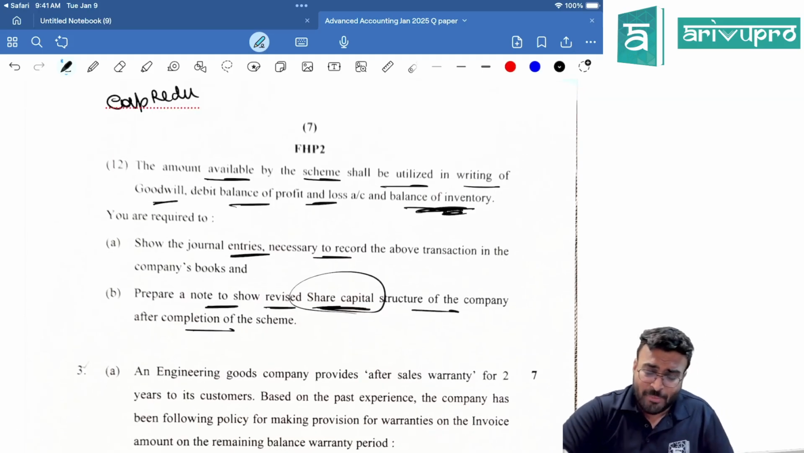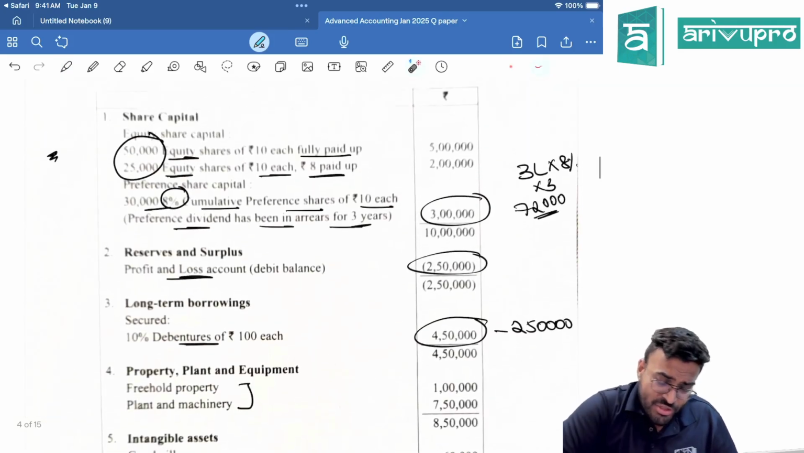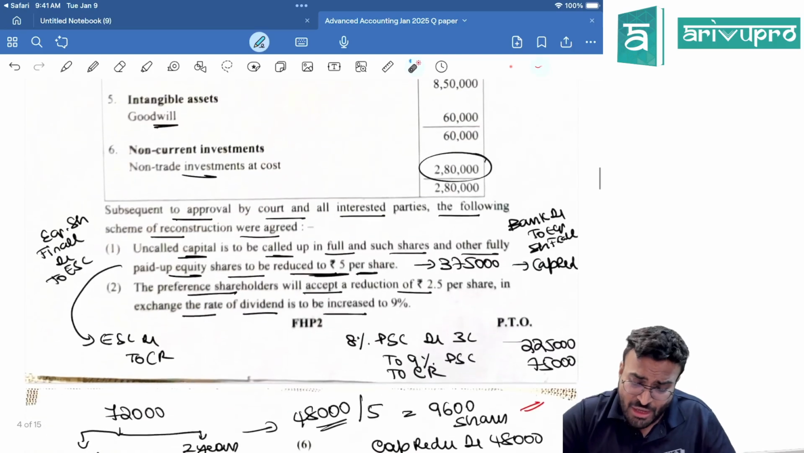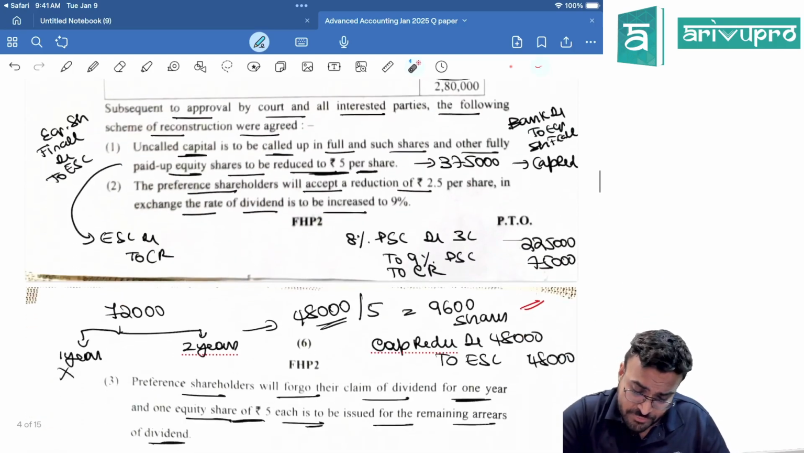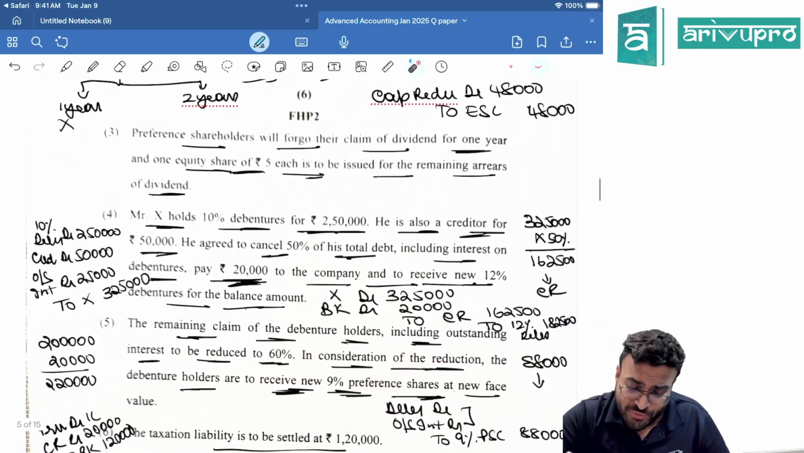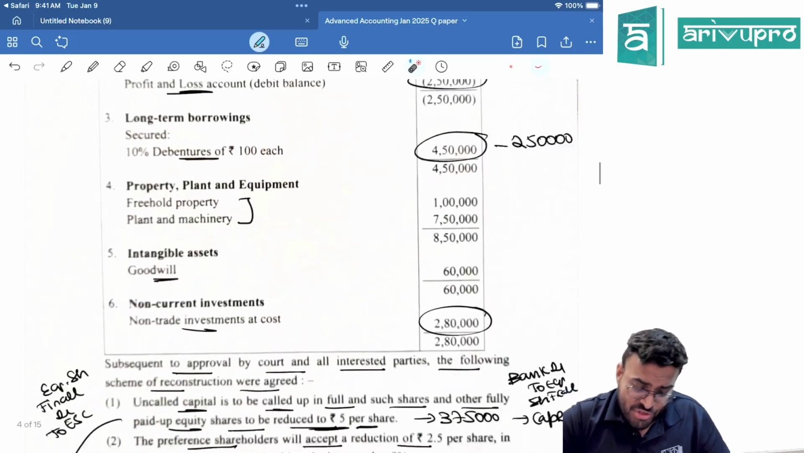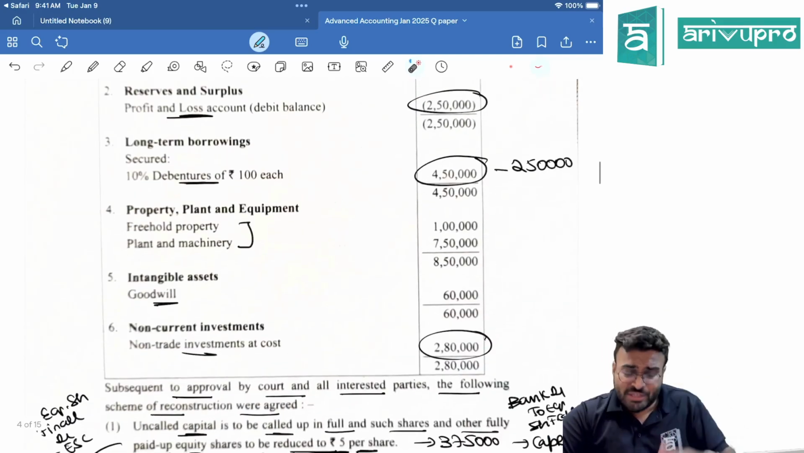Prepare note for share capital. Why did they tell share capital note? Because equity shares, if you see, you have 75,000 shares over here, and 9,600 equity shares are issued. Other than that, you have not issued equity shares to anybody. Preference shares you can see over here, 30,000 preference shares are there. Values have changed. Be careful. We have changed the values.